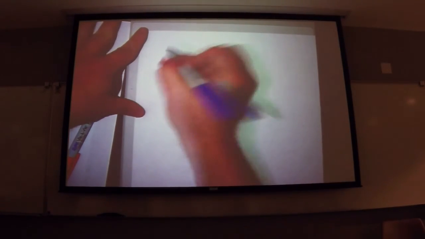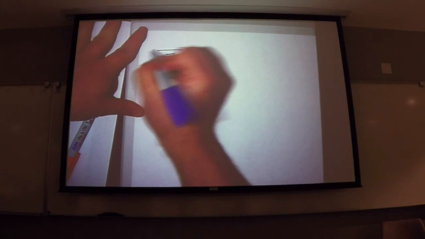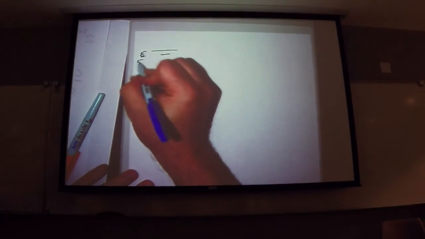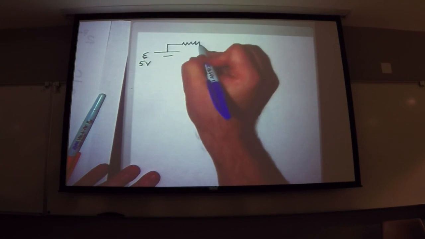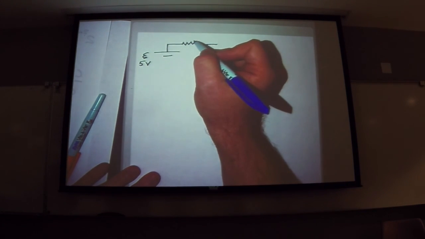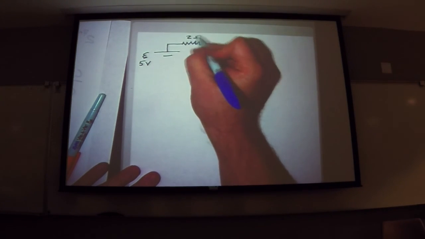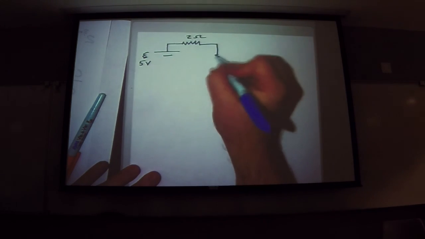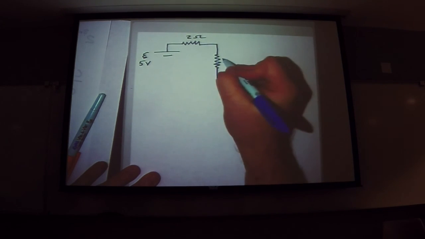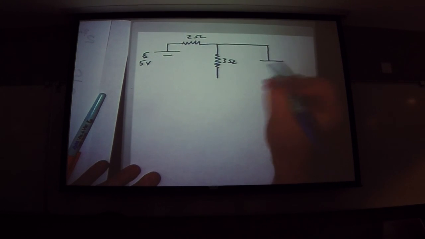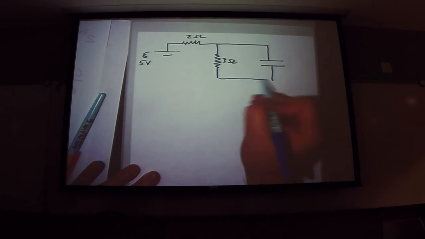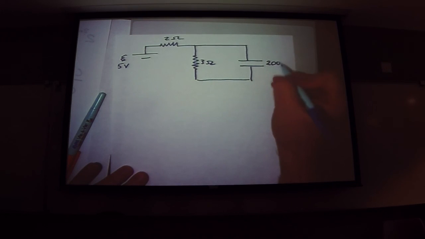How much fun do you want to have? Oh, let's give you real numbers. Let's say that my E is, we like 5 volts, right? All right, so then we go over here. You want me to keep it simple? All right, 2 ohm resistor here. And let's put a 3 ohm resistor here. And then over here, I'm going to put a 200 microfarad capacitor.